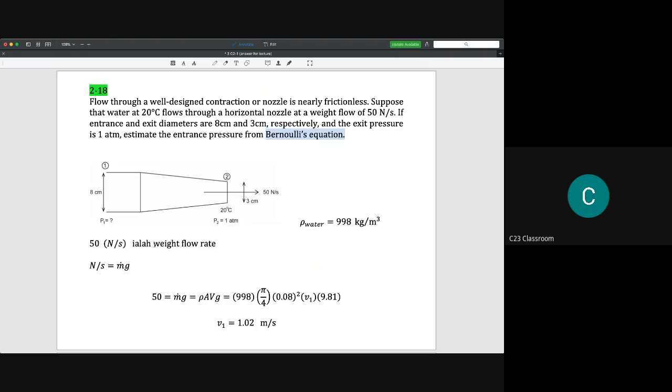It is called the weight flow rate, because for mass flow rate, it would be given in kilograms. But if you have Newton here, it means force, and it reflects the weight. So we could calculate 50 equals m dot g, mass flow rate times gravity here. So it is equal to rho A V g. And we could calculate V1 equal to 1.02 meter per second.